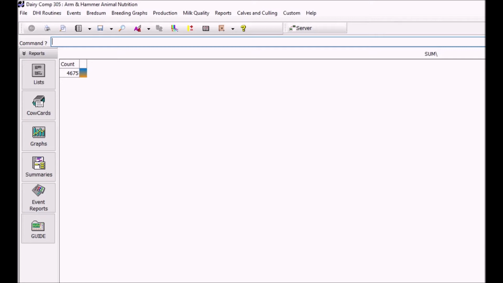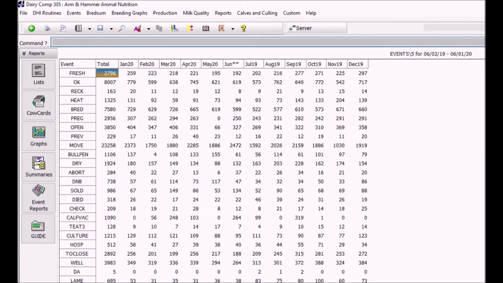A quick way to check if the data entry is being done correctly, you can run the following command. If you type EVENTS \5, it'll give you a summary of all the events that have been entered in the last year for the entire herd. And what we're looking for is the "to close" event. So right away I can see that in this particular cow file that I'm looking at, the "to close" event seems to be entered consistently.